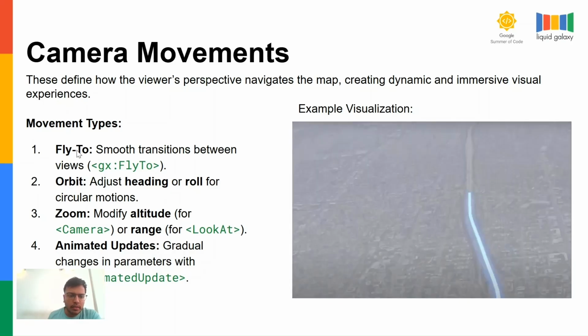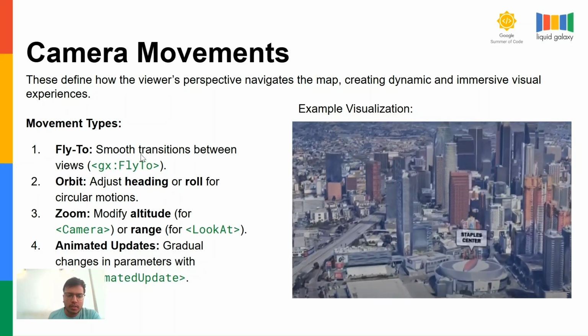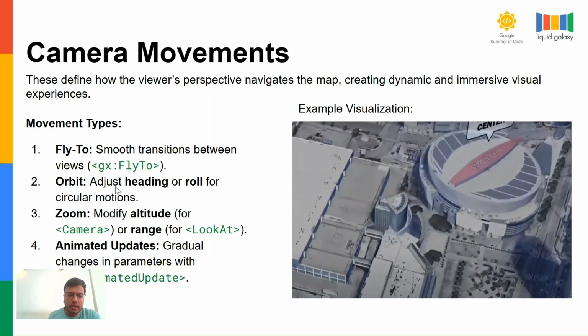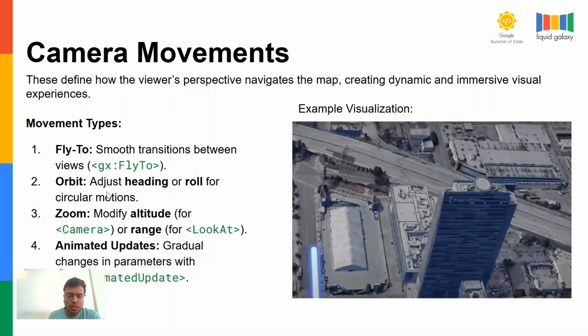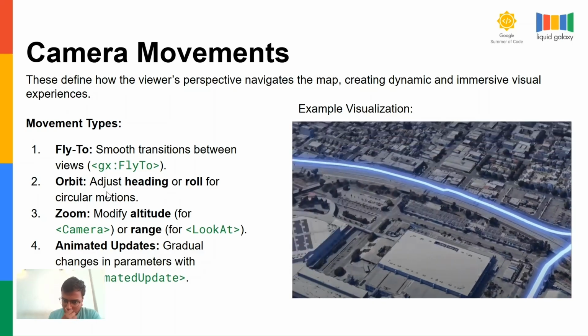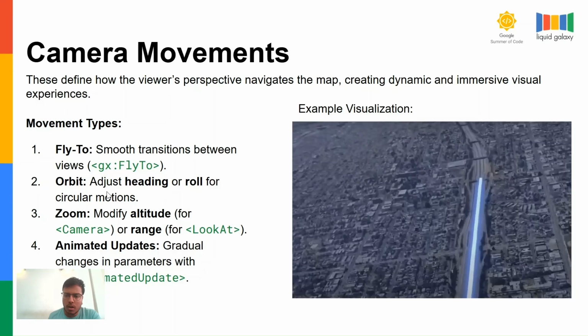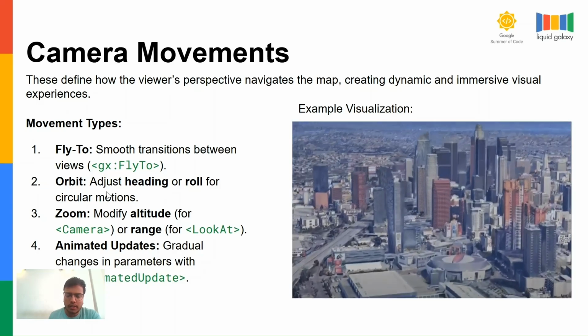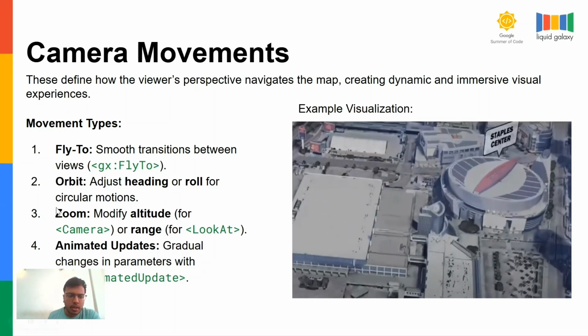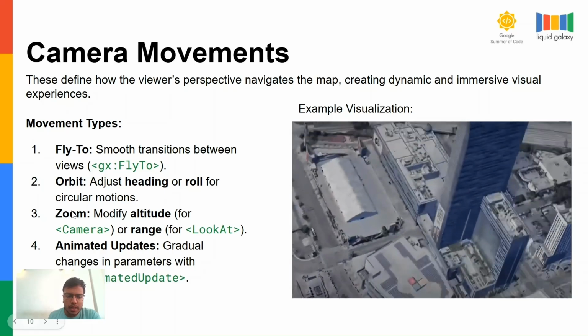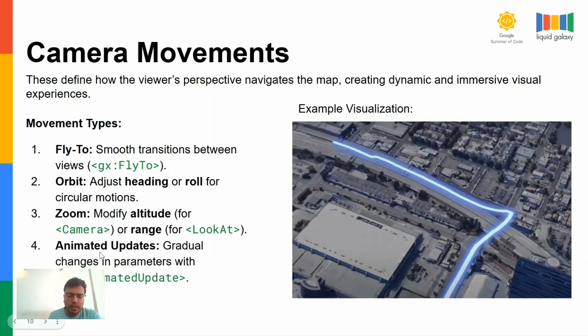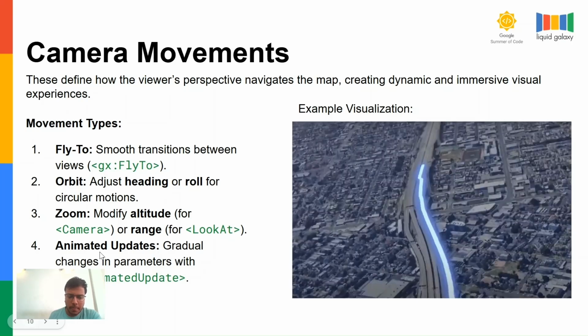So FlyTo is the tag which handles smooth transitions between views. Orbit adjusts our heading and the roll for circular motions. Roll is something which is associated only with circular motion. It defines how frequently we are rolling across 360 degrees at a specific point. Zoom basically modifies our altitude and range. Animated updates basically help us with the animation.